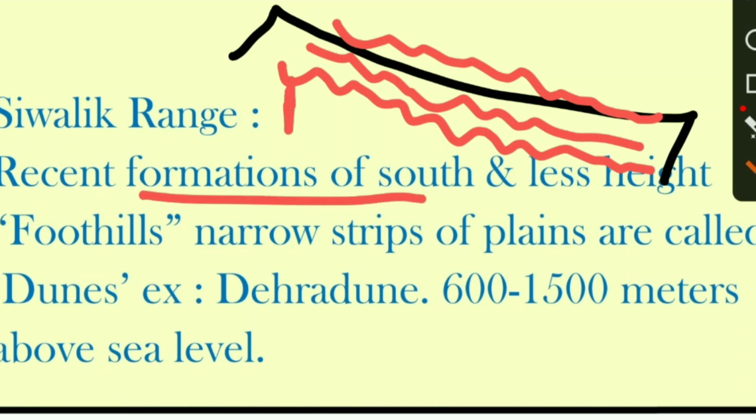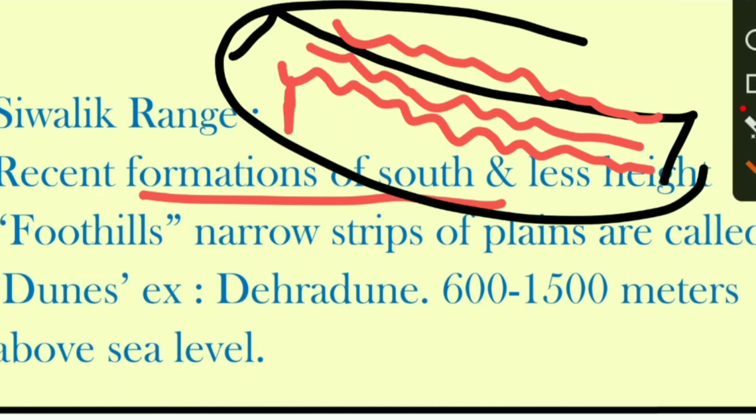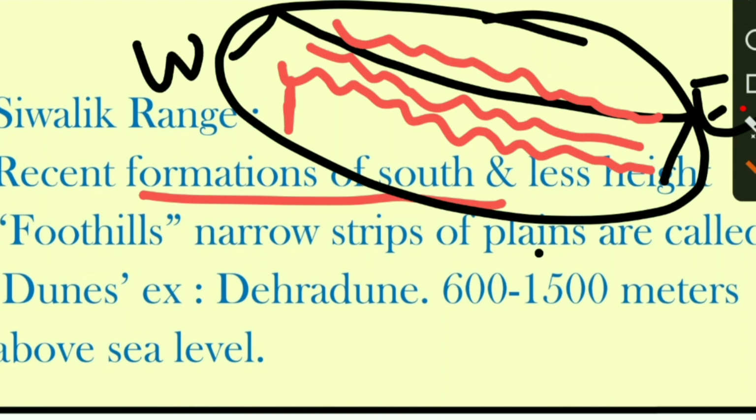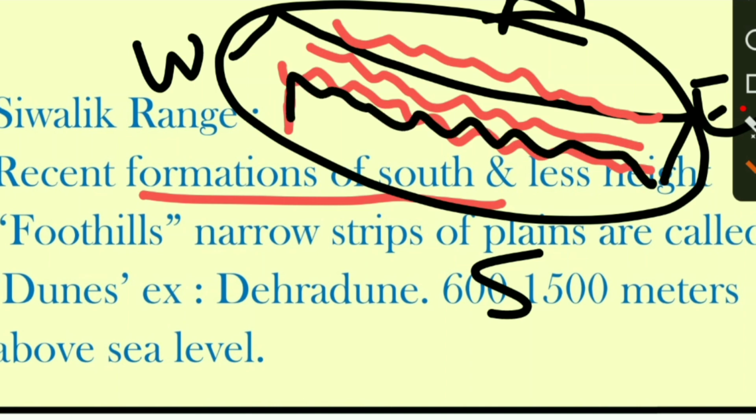These are the recent formations of the south. This is very important. See, this total mountain, this is the east direction, this is the west direction, this is the south direction, this is the north direction. These hills are in the south direction of the mountain. This one is important point. These hills are the most recent formation and are located in the southern part of the mountains.